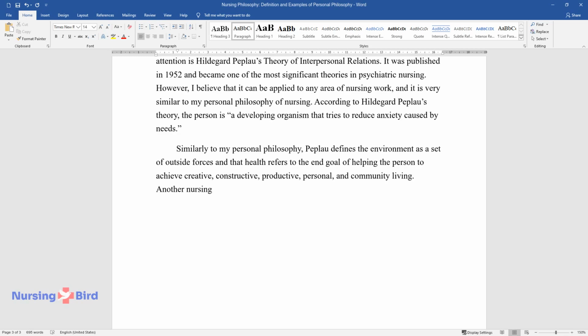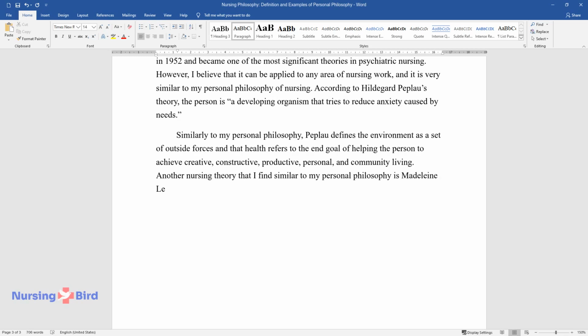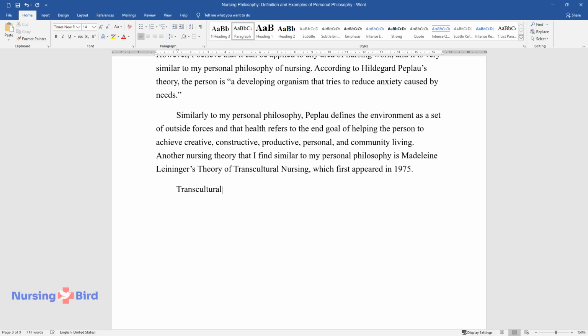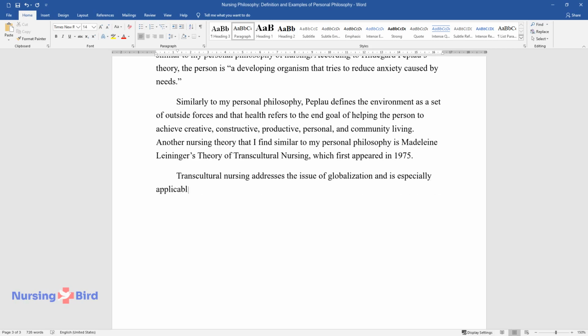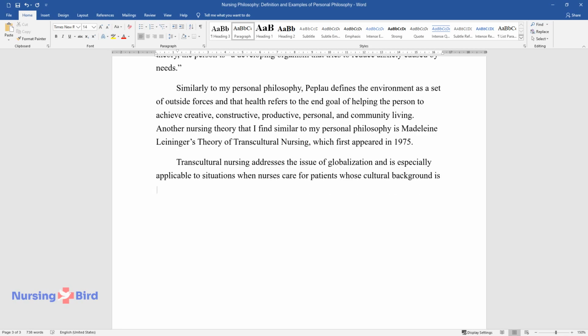Another nursing theory that I find similar to my personal philosophy is Madeline Leininger's theory of transcultural nursing, which first appeared in 1975. Transcultural nursing addresses the issue of globalization and is especially applicable to situations when nurses care for patients whose cultural background is different from their own.